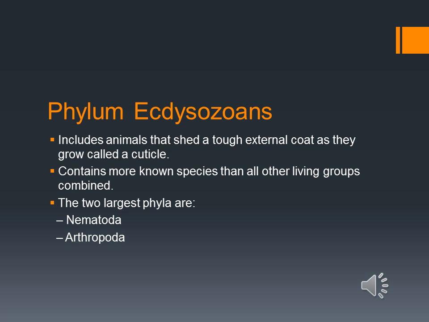The phylum Ecdysozoa includes animals that shed a tough external coat as they grow, which is called a cuticle. It contains more known species than all other living groups combined. The 2 largest phyla within this group are the nematoda and arthropoda.